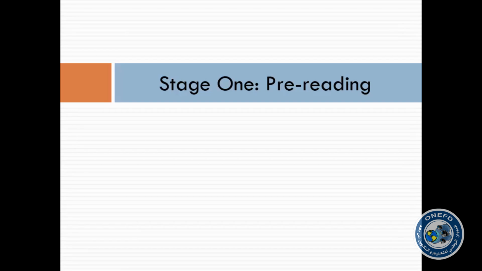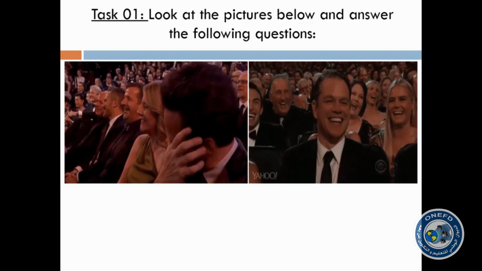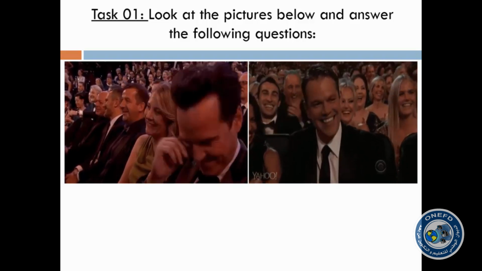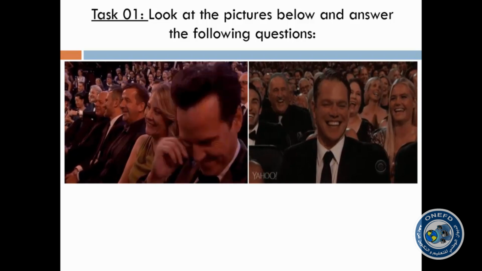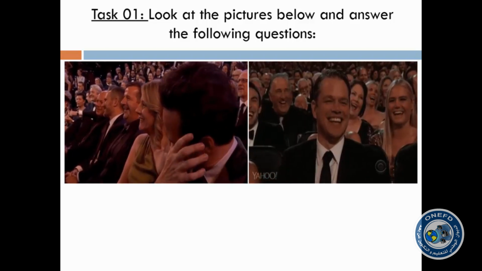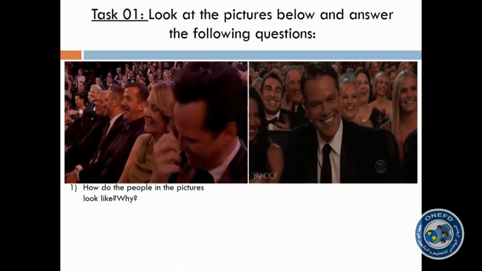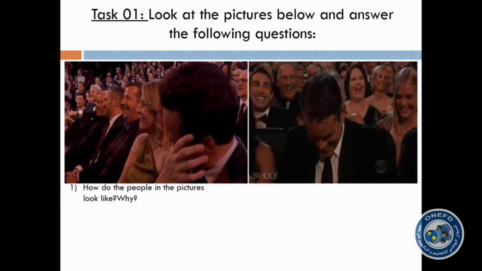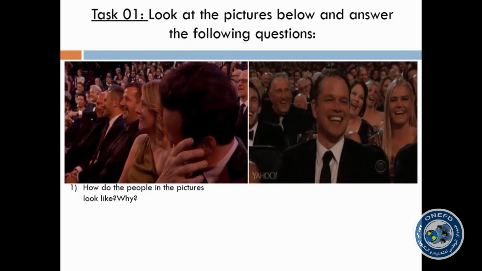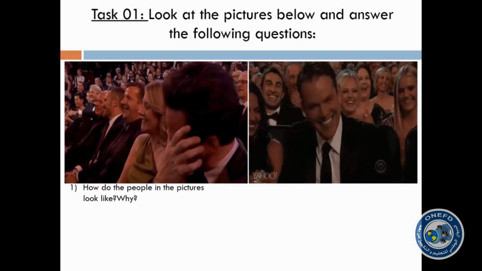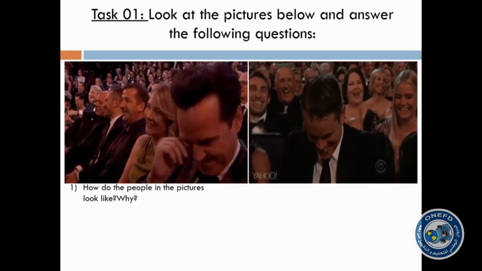So as usual, before we start our lesson, we should have a pre-stage, and in this case it is pre-reading. So you have before you two pictures. You are required to look at them and answer the following questions. So the first question: how do the people in the pictures look? What are they doing? Are they happy? Are they sad? Are they angry? Why?